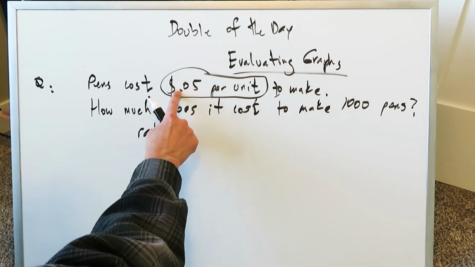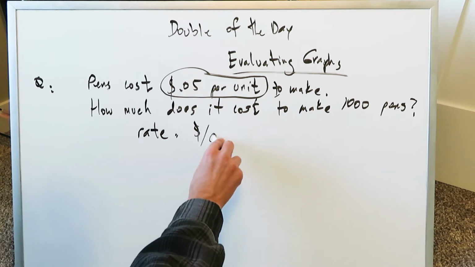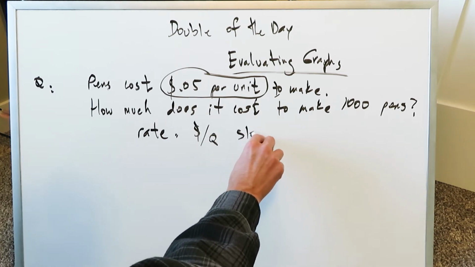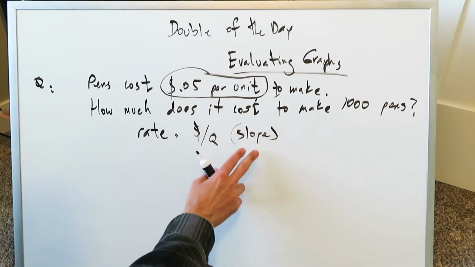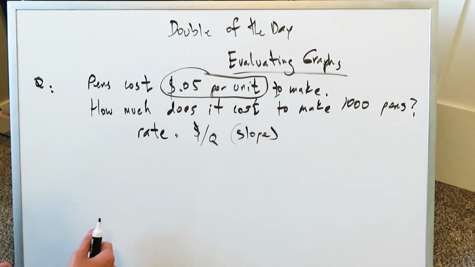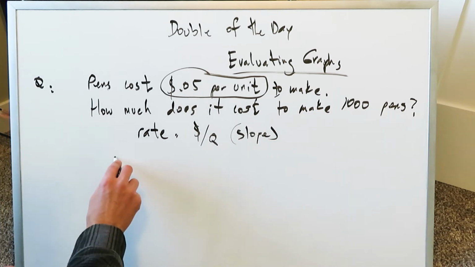You have a price and you have a quantity. You have something which is a price over quantity, and that right there would be representative of your slope. It costs 5 cents per unit to make. And what is the cost to manufacture 1000 pens?